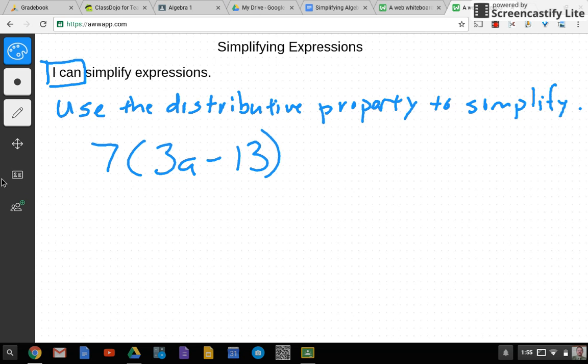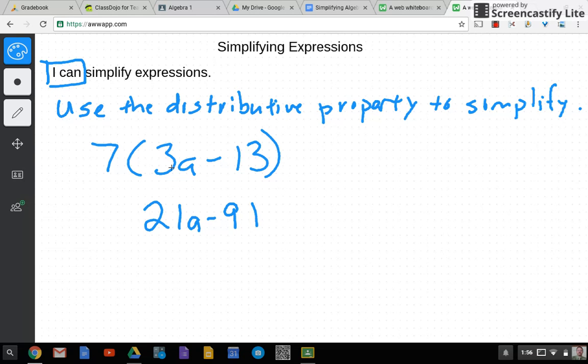Okay, so very, very simple. The distributive property just says that everything inside these parentheses is going to be multiplied times 7. So I'll multiply 7 times 3, and I'll get 21a. And I'll multiply 7 times what is basically a negative 13 and get negative 91. And that's as simplified as we can get, because 21a and negative 91 do not have any other like terms that we could put together. So there's one of the types of problems that you'll be doing.